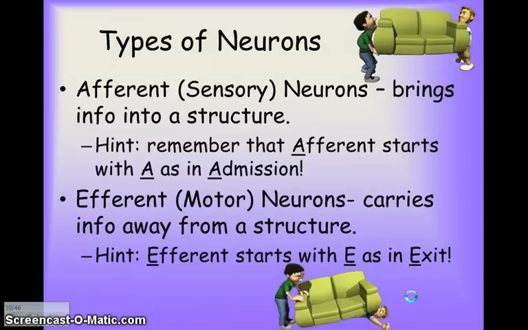Efferent neurons we think of as motor neurons. Basically, they carry information out. So efferent starts with an E, as in exit. So for example, when you go to move your arm or your hand or your fingers or your legs, it's taking information traveling down to your arms or to your hands or to your legs that tells your legs and tells your arms what to do. And that message is being sent by efferent neurons.